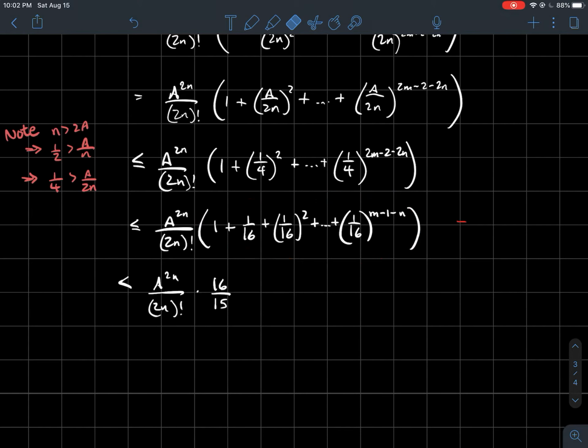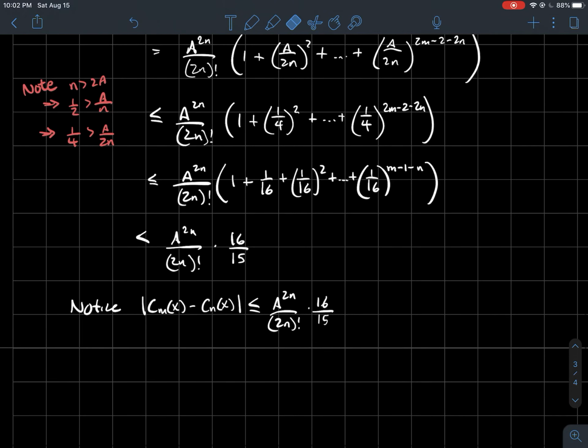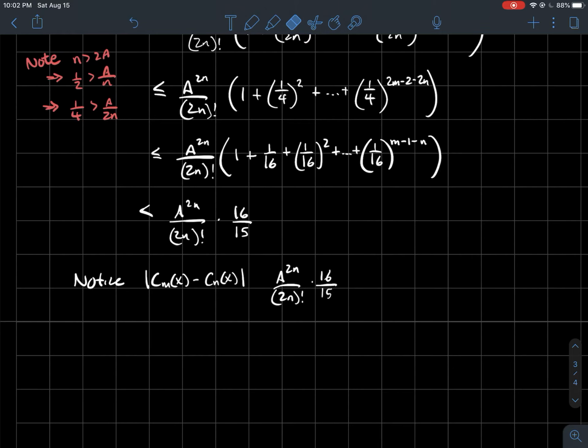All right, so let's recap. What in the heck just happened? What was the point of all that? I guess I got to push undo a bunch of times. There. So what we just said is that the difference in absolute value of Cm and Cn is less than or equal to this quantity here, which only depends on n, doesn't depend on x at all.